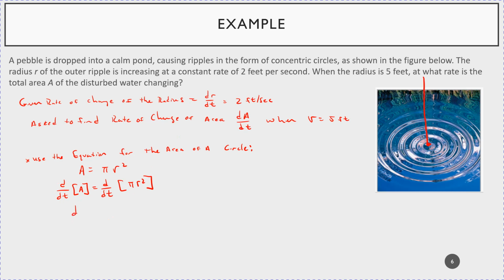This right here becomes dA/dt, which is what you're trying to find, is equal to... All right. Now differentiate this. The 2 comes down, so this is 2 pi r and then dr/dt.